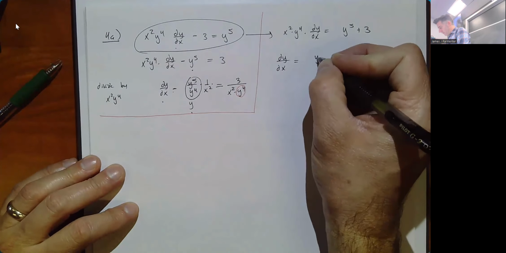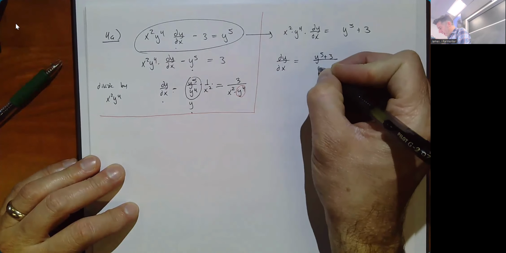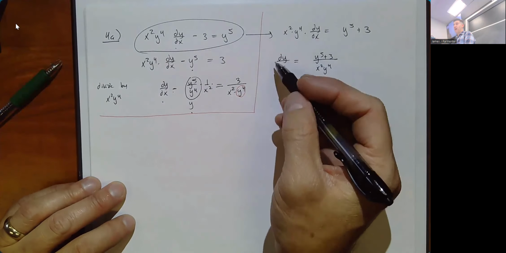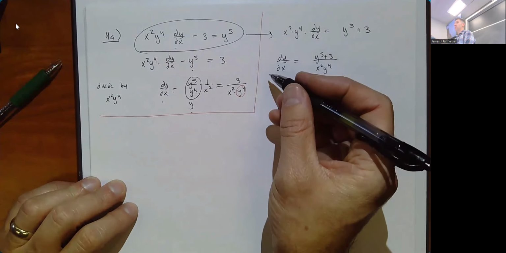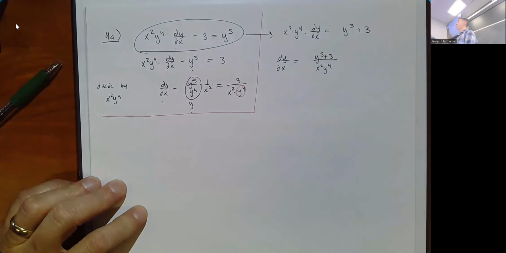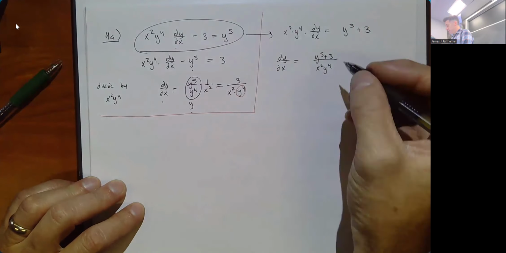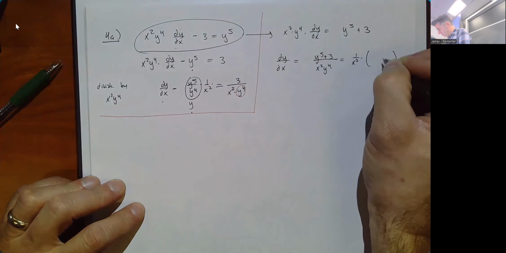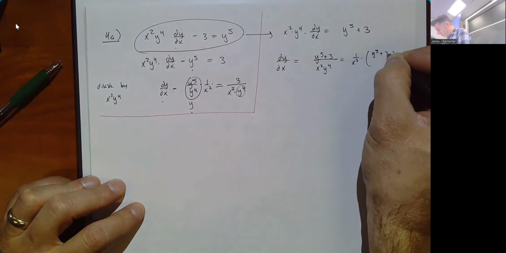So I've got y to the 5th plus 3 over x squared y to the 4th. And now that I have this by itself, I really have to be able to express the other side as a function of x multiplied by a function of y. And I can. It's 1 over x squared times everything else: y to the 5th plus 3 over y to the 4th.